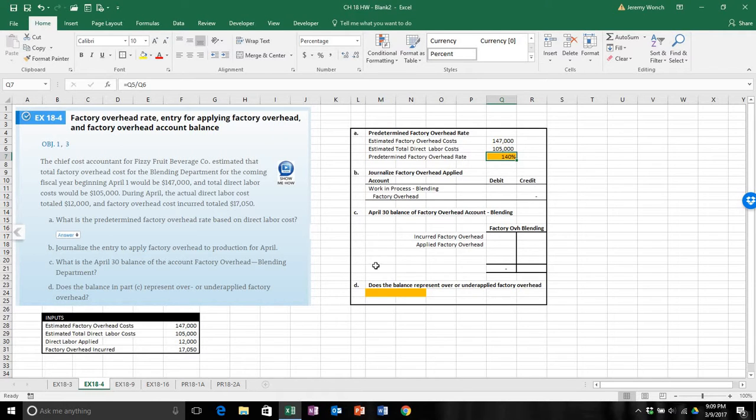And so for part B, it wants us to journalize applying factory overhead to that production process. To do that, we find our driver, which is direct labor cost applied. That's going to be $12,000. And we're going to do it on a 140% basis. So during the month, we're going to take factory overhead out of the factory overhead account and into work in process for $16,800.